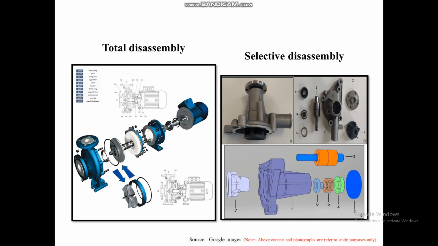These photos are downloaded from Google. The left photo shows the total dismantling of the pump and the right photo shows the selective dismantling of the part.